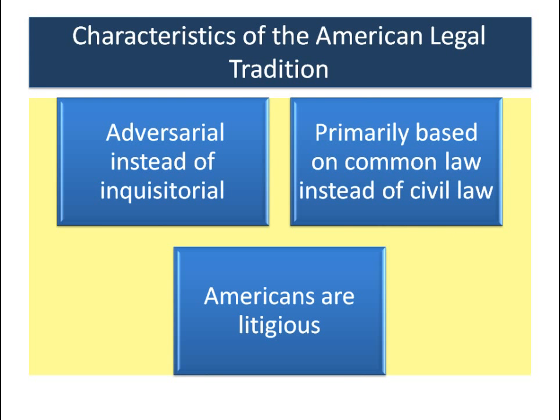The American legal system is characterized by an adversarial system instead of an inquisitorial system. There are 2 sides represented in court. There is the plaintiff and the defendant in a civil action. Both of those are adversaries to one another. Another characteristic of the American legal tradition is that it's primarily based on common law, that's law made by judges and precedent, instead of civil law, which is codified and usually created by legislatures.